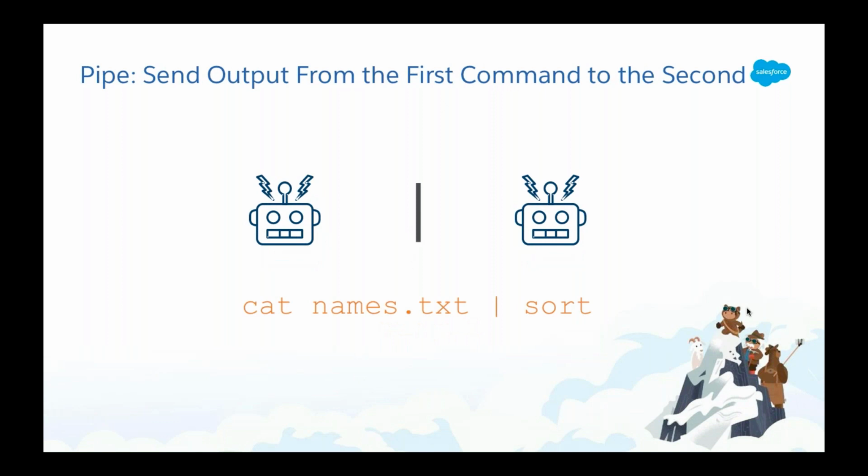The pipe, this is the vertical bar. This says to take the output from the first command and send that into the second command. So you can see the first command is cat names.txt, and then take that and put that into the sort command. In this case, if you just cat one file, it essentially does the same thing as echo. It shows you that file on screen. So instead of concatenating two files, I could have done cat names.txt and names2.txt and then piped that into sort. Same idea.